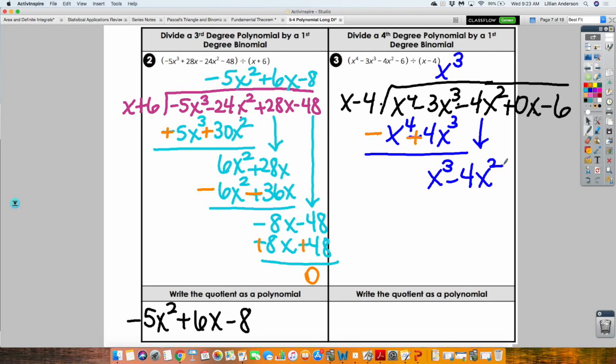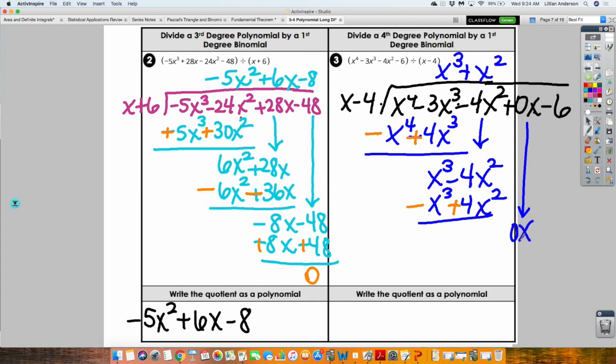Questions? X times what gives me x to the 3rd? X squared. A positive or negative? If you put a 1 in front of any of these, that's fine. It still works. X to the 2nd times x. And negative 4 times x squared. What do I need to do? Change the sign. And this becomes a positive. Everything cancels out. Okay? So basically I have a 0.